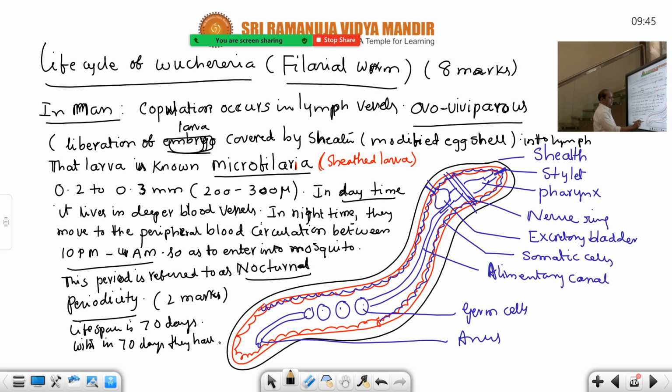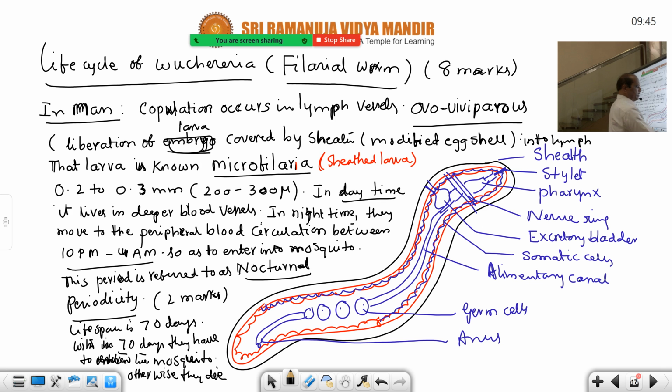Otherwise, they will die. They have to enter the secondary host. Enter the mosquito. Otherwise, they will die. This is the life cycle in man. Mosquito. Otherwise, they die. That also you should add, because the lifespan is a short period. After 70 days, they will be no more. So otherwise, they die. This is in man. Like that you put a heading.